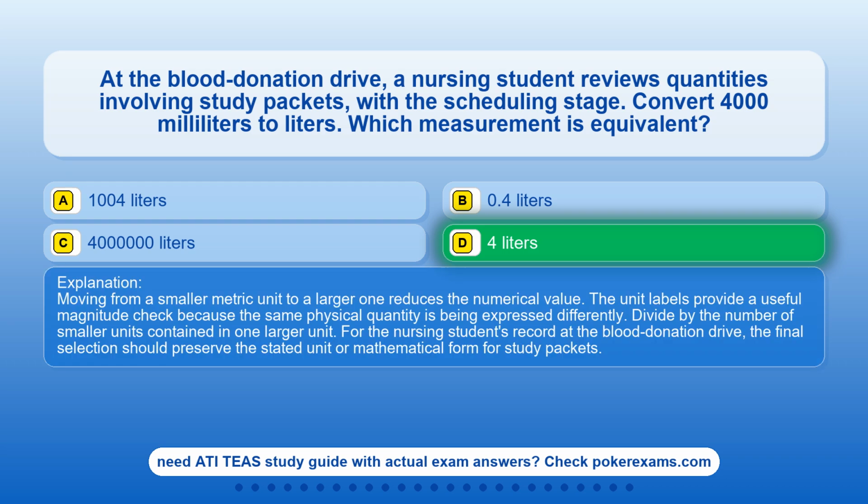Moving from a smaller metric unit to a larger one reduces the numerical value. The unit labels provide a useful magnitude check because the same physical quantity is being expressed differently. Divide by the number of smaller units contained in one larger unit. For the nursing student's record at the blood donation drive, the final selection should preserve the stated unit or mathematical form for study packets.